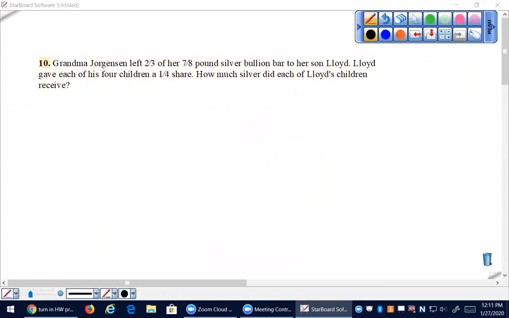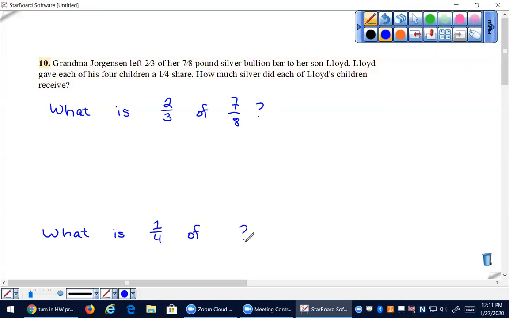Okay, so our first thing we are asking is, what is 2/3 of 7/8? Does that make sense? That's our first question. And then we're going to ask, what is 1/4 of whatever we get as an answer for part A. Any questions about why those are the two things we're asking?